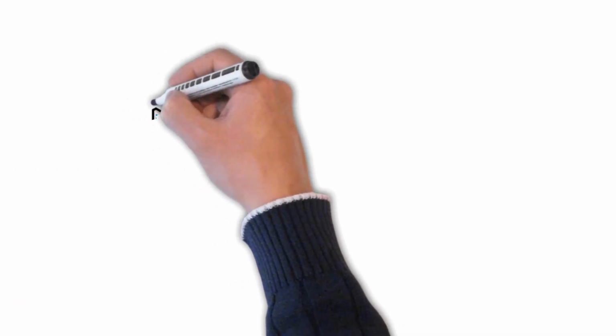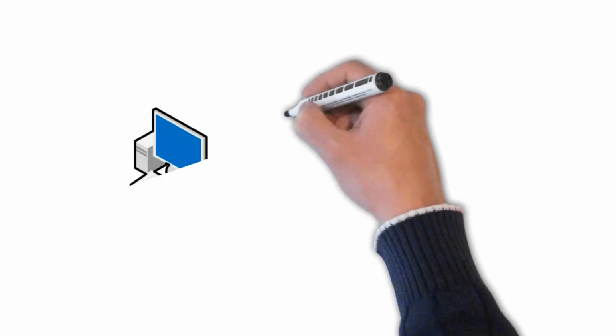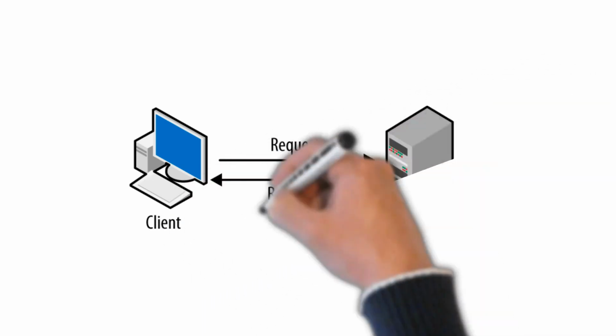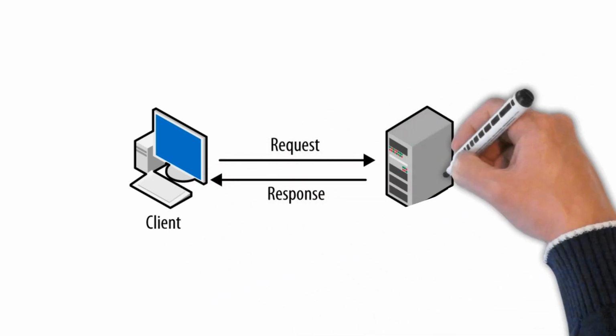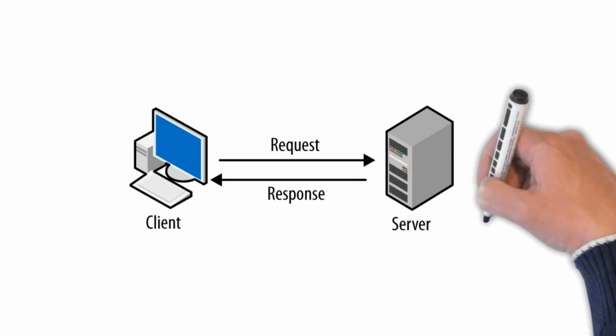So a client is a computer or machine which needs some data. It requests it from a server, which is also a machine that is always listening to client requests. Once it gets the client request, it responds back with the data that the client requested.